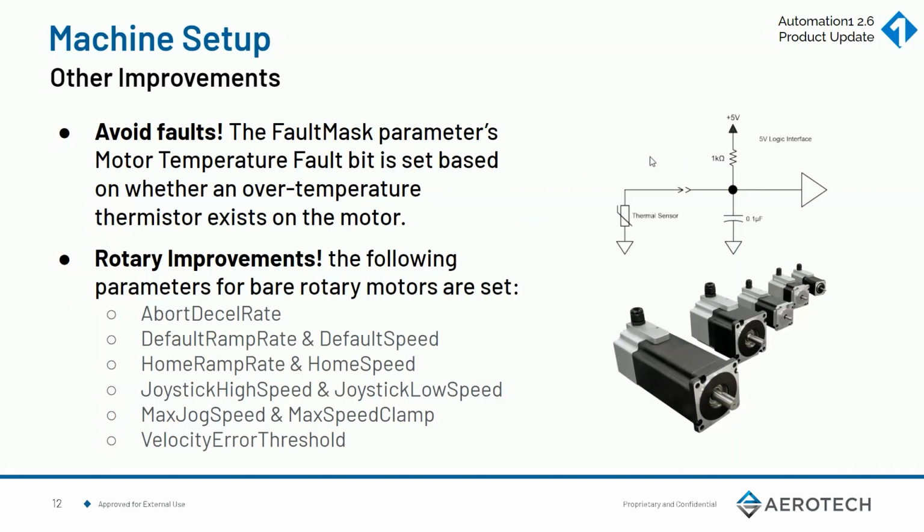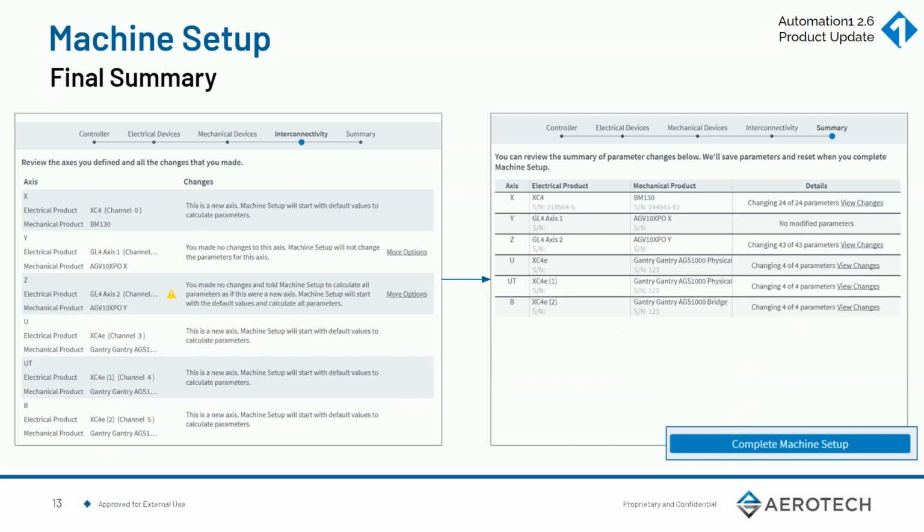In addition, there have been various additional improvements with faults and rotary motor improvements. The fault mask parameter's motor temperature fault bit is set based on whether an over temperature thermistor exists on the motor. Various parameters for bare rotary motors have now been set. Here we have a showcase of what the final summary now looks like within machine setup.